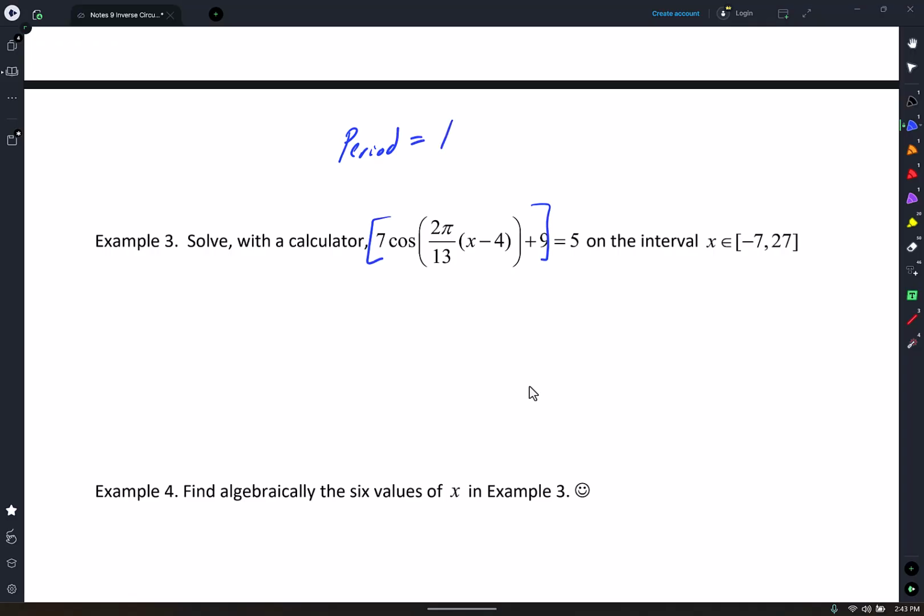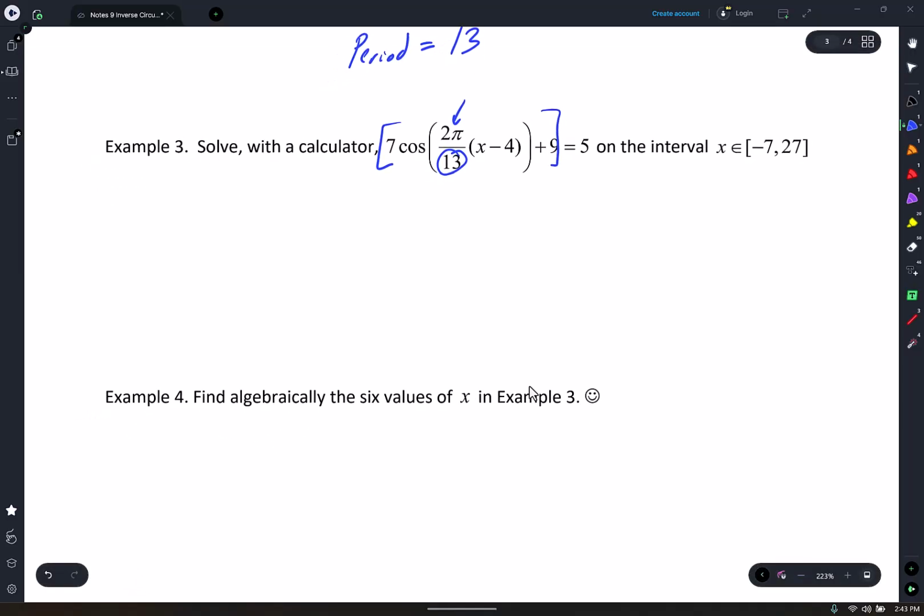Yeah, the period is 13 because your b is 2 pi divided by the period. Oh, look, they're making it easy for you. There's a 2 pi in the numerator, so that 13 must be the period. Do you guys see that? Okay, so here we go. I'm solving this with a calculator.